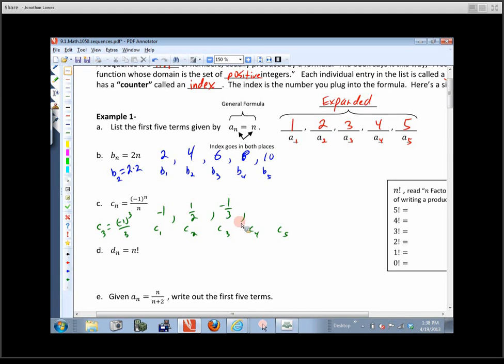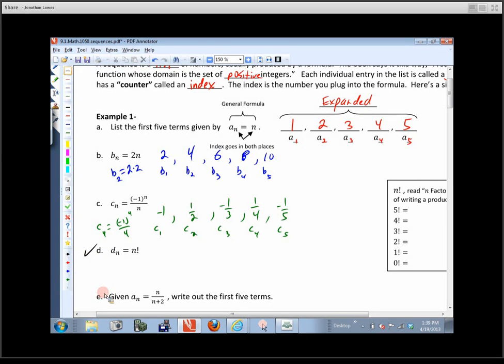Now, is there enough of a pattern here that we can predict what C sub 4 is, what the 4th term is in the sequence, without actually plugging it in? Okay, it's going to be positive, right? And it's going to be 1/4. Now, if we just double check that, let's just check and make sure. 4th term would be negative 1 to the 4th over 4. 4 negative ones gives me a positive 1 on top, 4 on the bottom. There we go. What's the 5th one going to be? Negative 1/5. Any questions?